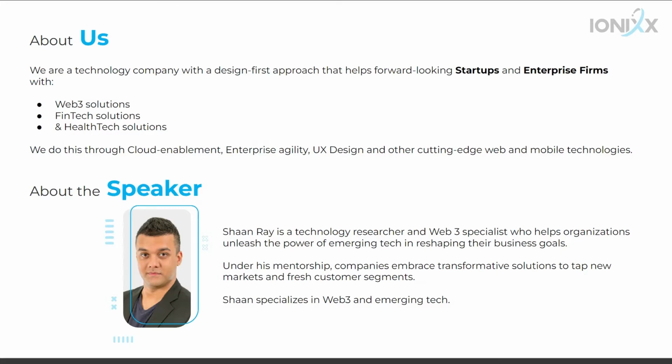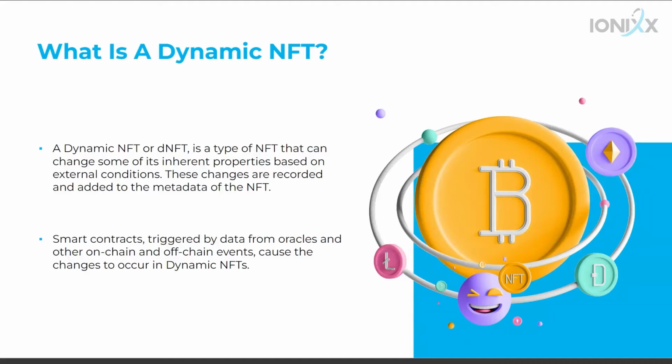So today, we're talking about dynamic NFTs. I'll jump right into it. A dynamic NFT, as the lingo is developing, is sometimes called a dNFT, where the d is lowercase and NFT is uppercase. So it's a type of NFT that can change some of its inherent properties based on external conditions. So basically, when something externally happens, it could trigger a change in an NFT. These changes are then recorded and added to the metadata of the NFT.